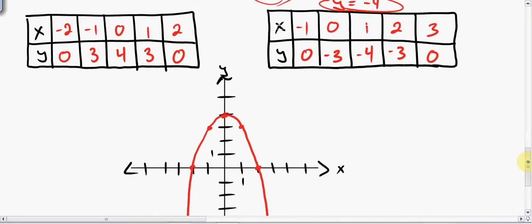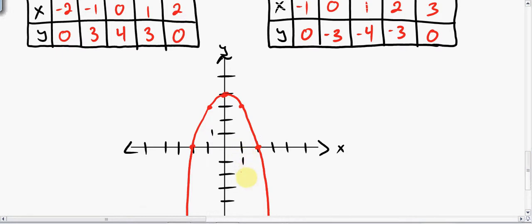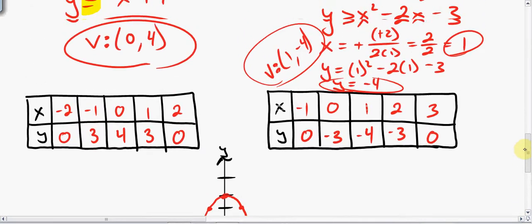Then I'm going to come on over here and plot these points in the coordinate plane. So the vertex is (1, -4). So 1, and I'm going to go down to -4, (2, -3), and (3, 0), (0, -3), (-1, 0). Is this a dotted or a solid line?